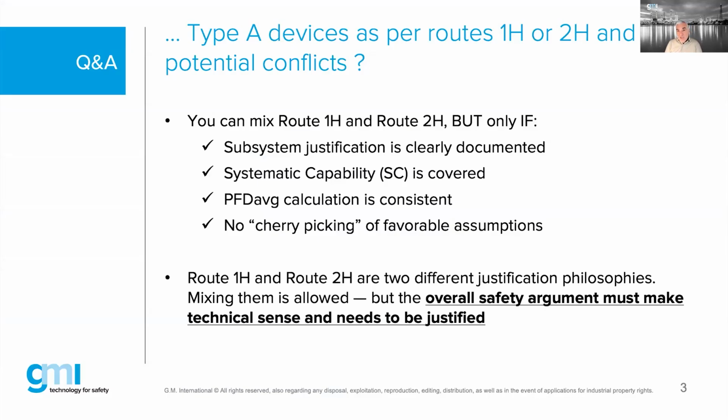Type A devices as per Route 1H or 2H and potential conflicts. There could be potentially some conflicts. You can mix them, but only if your individual subsystem justification can be clearly documented. What do we mean with that? It's not only the SIL number that a vendor will give you, the safety manual will have to explain a bit more than just a SIL number.